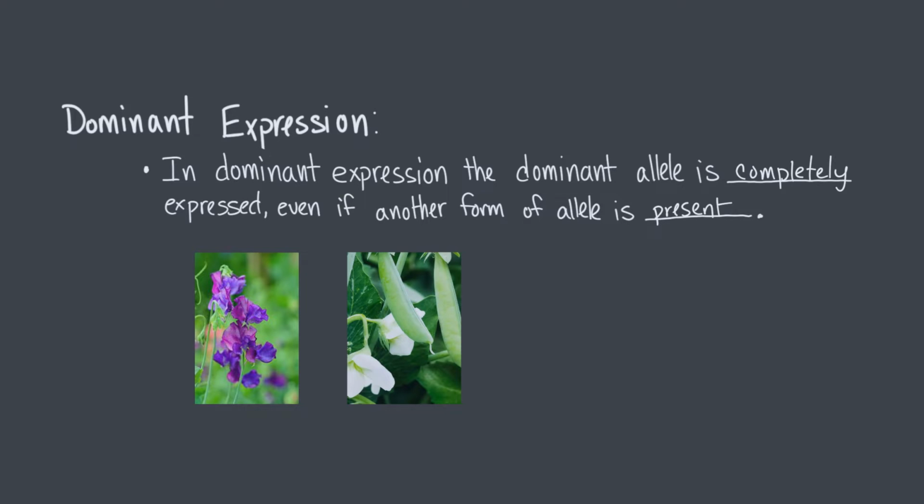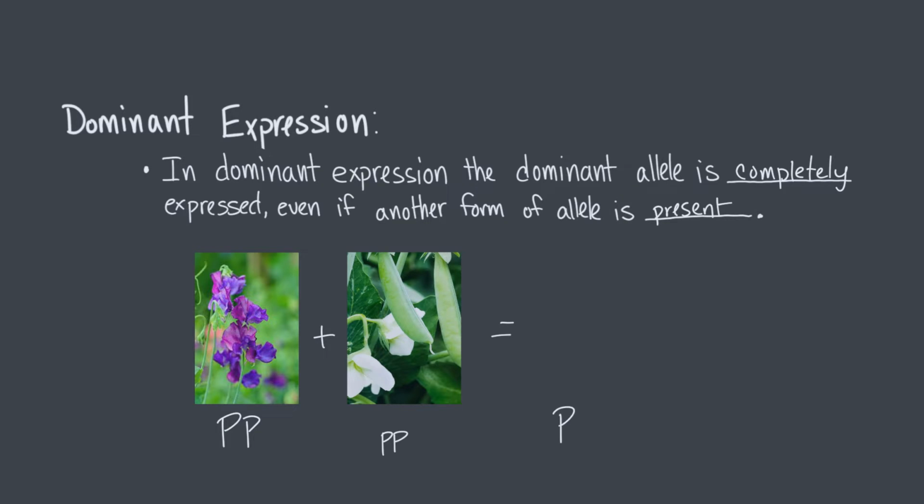In pea plants, the dominant flower color is purple. So let's say this flower has a genotype of big P, big P, it's homozygous dominant for purple flowers. And we're going to breed that pea plant with this pea plant, which is homozygous recessive. It's little p for its flower color. It has white flowers. Well, we know that the offspring of that breeding would be heterozygous.